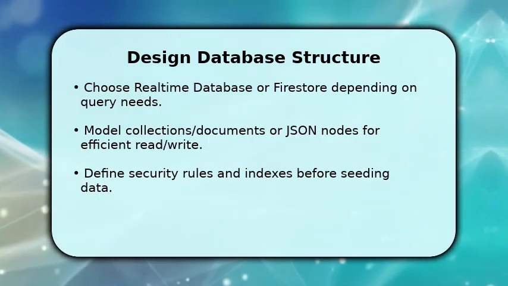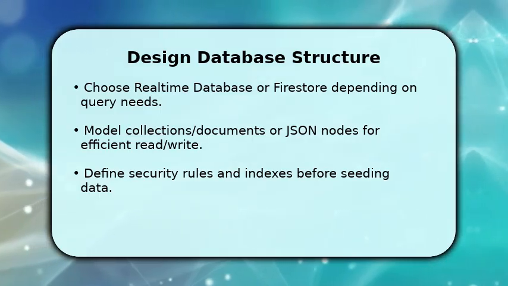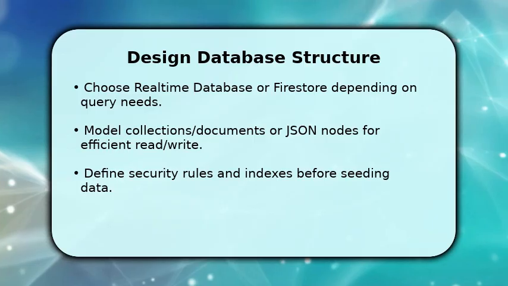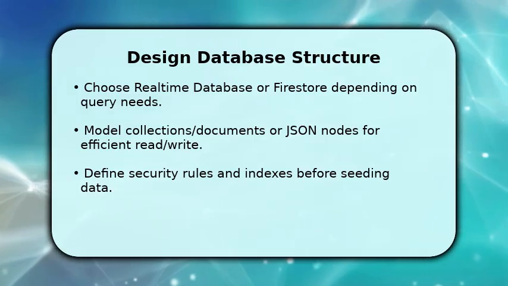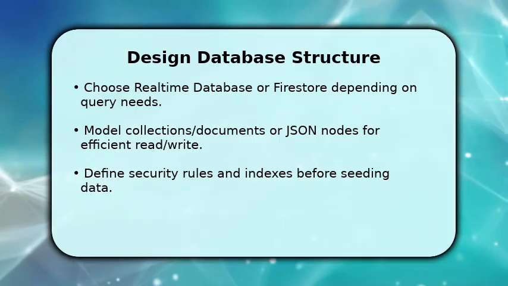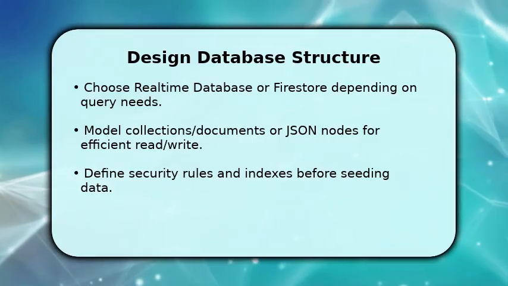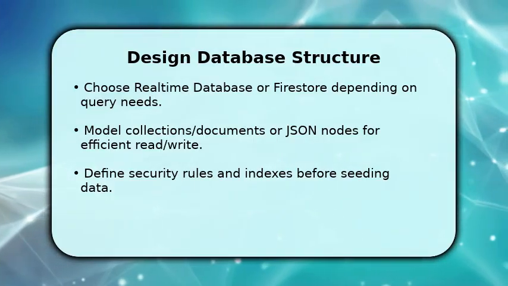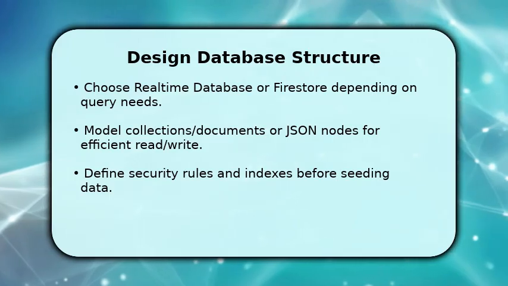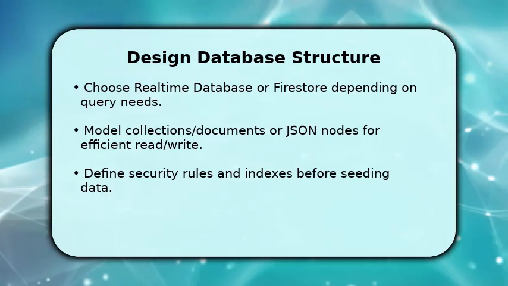Then design a schema. Group related fields into documents or JSON nodes to minimize deeply nested reads, because flatter structures cost less in reads and are simpler to secure. Once you have the layout, write security rules and required indexes. This prevents downtime from rule errors and speeds queries.